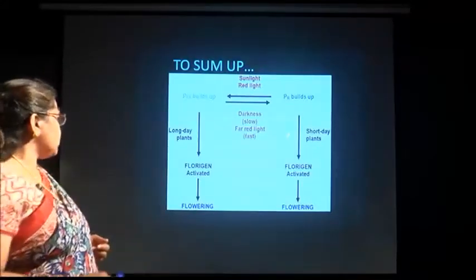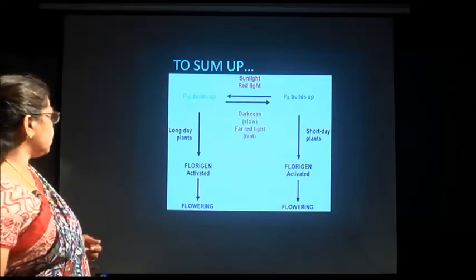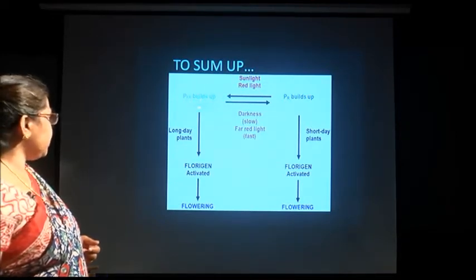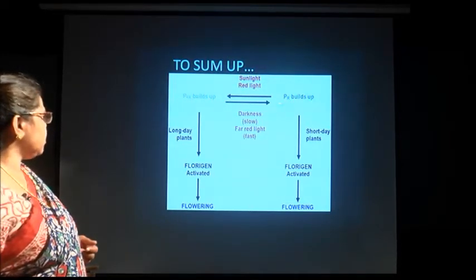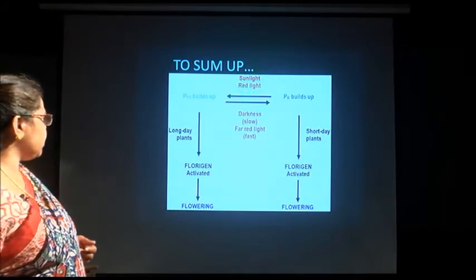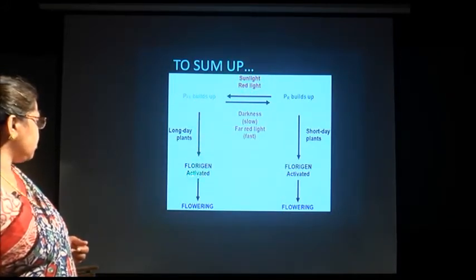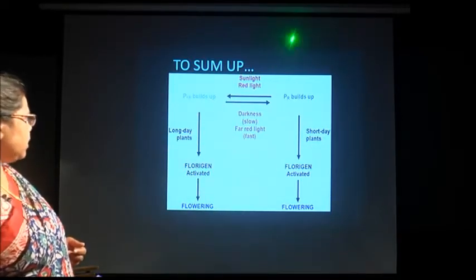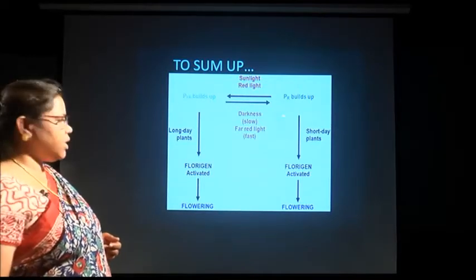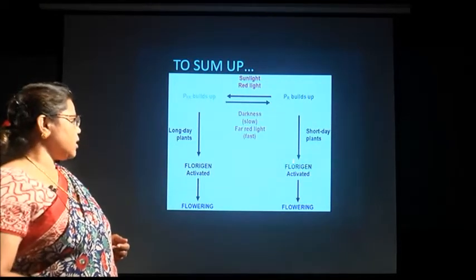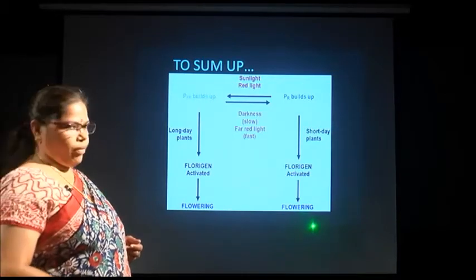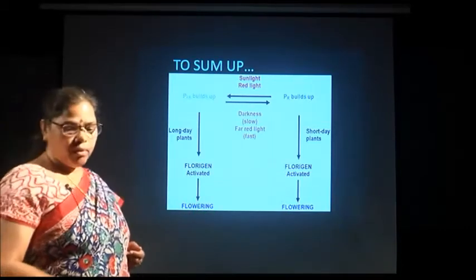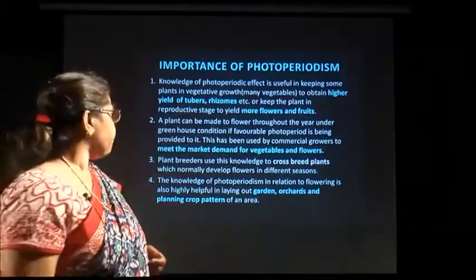So to sum up this process, what we have understood is that there are two forms of phytochrome, one is PFR. When PR is converted into PFR by observing sunlight or red light, it induces the florigen, which is activated in long day plants, and flowering occurs. Similarly, when PFR is converted into PR form, florigens are activated in short day plants, that leads to the flowering. So PFR form induces flowering in LDP and PR form induces flowering in SDP.